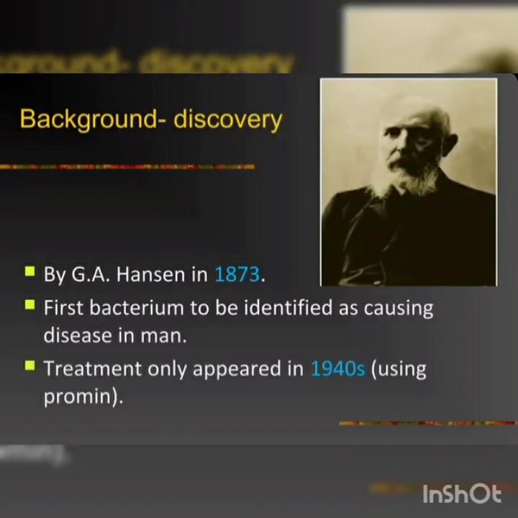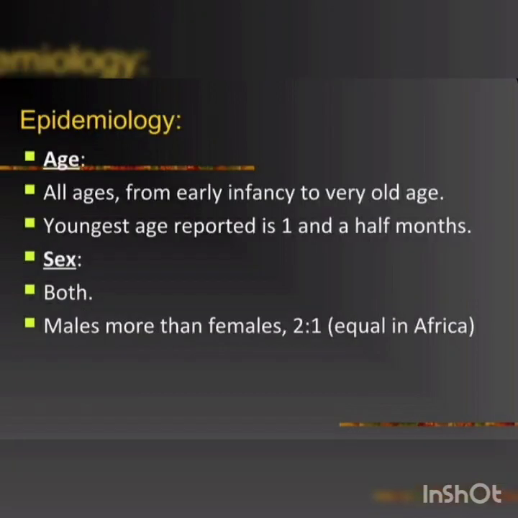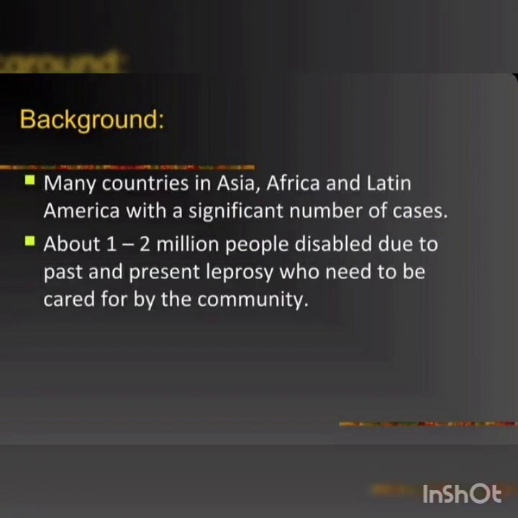It was discovered in 1873 by J. Hansen, hence it is called Hansen's disease. Treatment appeared only in 1940. For almost 80 years there was no treatment for this bacterium. It can occur at any age, the youngest being age 1, and in both sexes, with males predominant at 2:1, but it is equal in Africa.